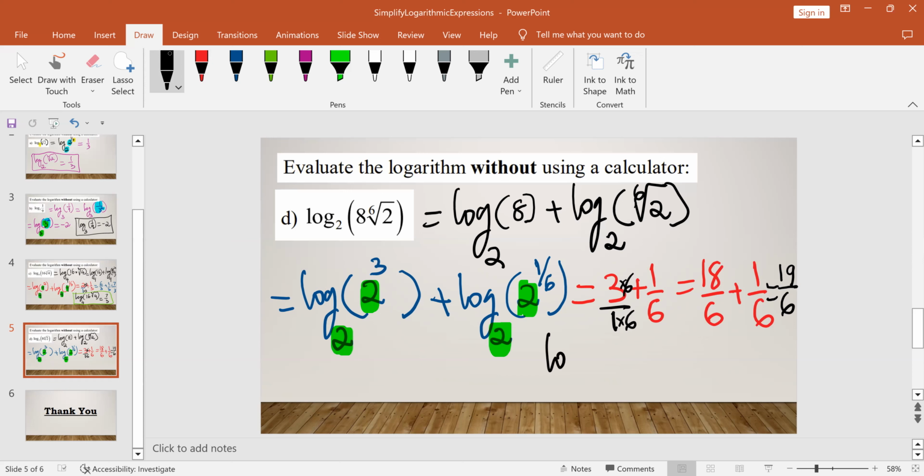Therefore, the logarithm of 8 times the 6th root of 2 with base 2 is equal to 19 over 6, and yes, that's the answer to this question.